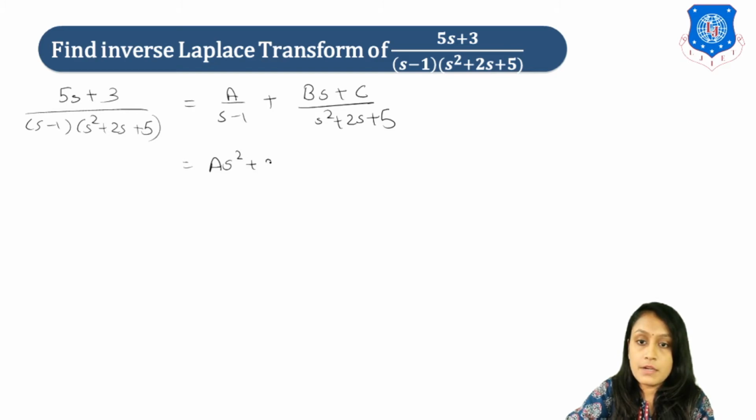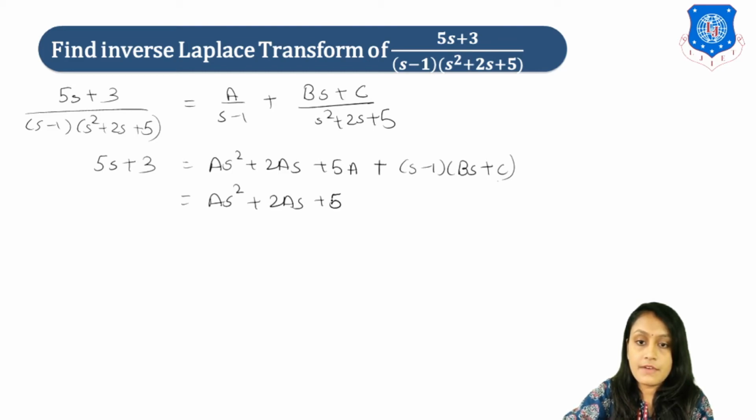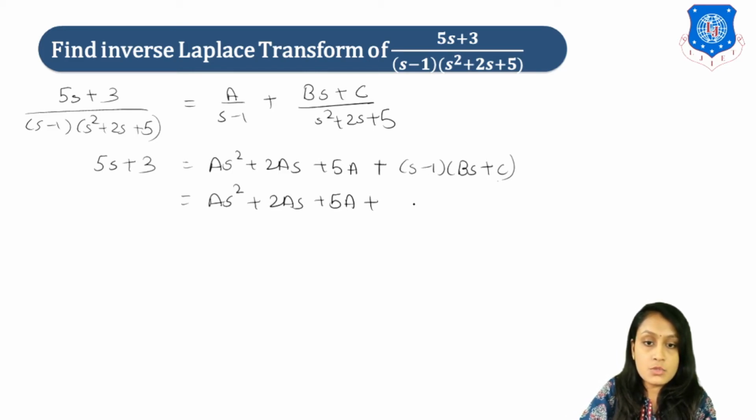So first cross multiply and multiply this a to the bracket. So as square plus 2as plus 5a. And we will multiply this s minus 1 to this, so s minus 1 into bs plus c is equal to what? 5s plus 3. This denominator will get cancelled. So from this we have as square plus 2as plus 5a. Now multiply this too. So what you will get? First multiply s. So you will get bs square plus cs minus bs minus c.